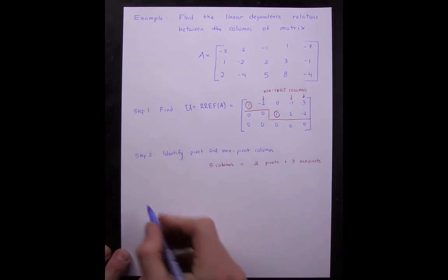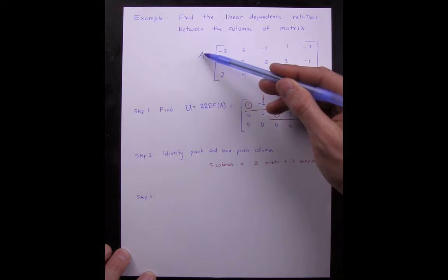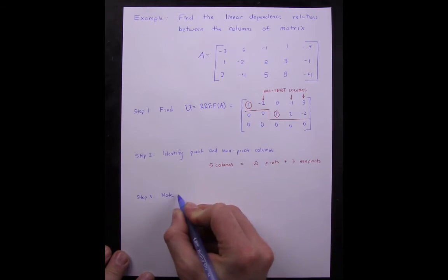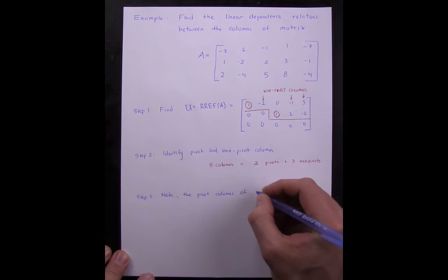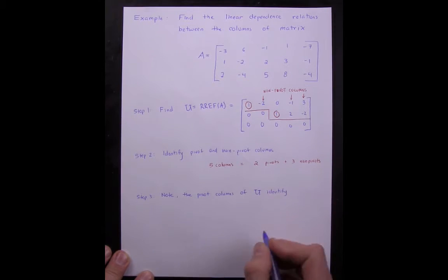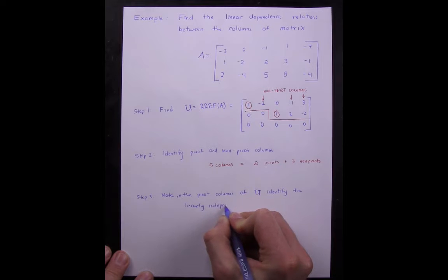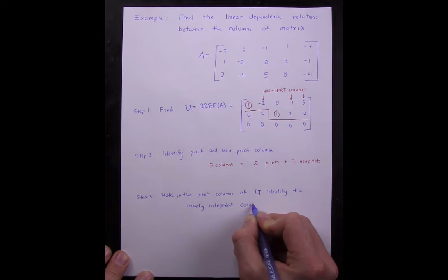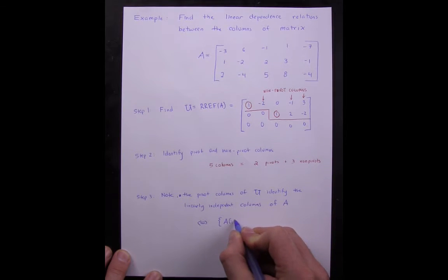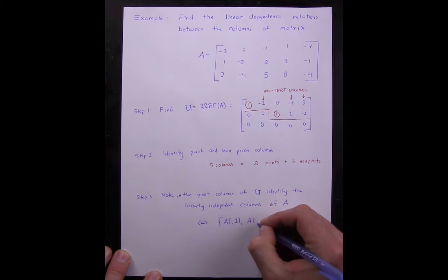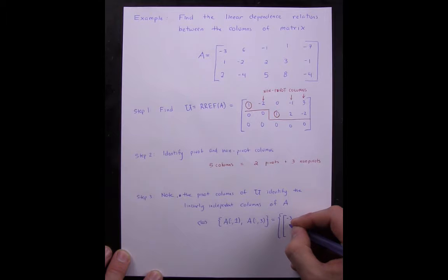What's really nice about this structure is that we can immediately conclude from the structure of U a lot about the linear dependence relationships on the columns of A. In particular, the pivot columns of U identify what we call the linearly independent columns of A. So in other words, the set including the first column of A and the third column of A is a linearly independent set of vectors.